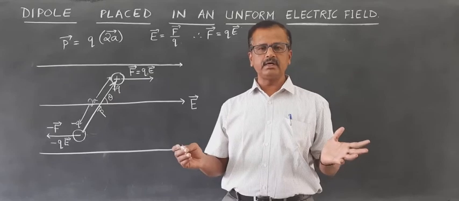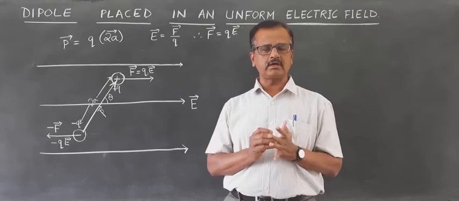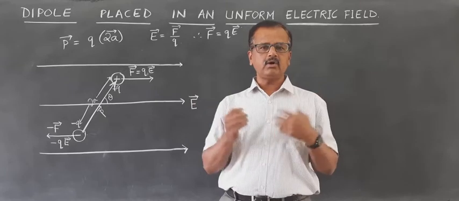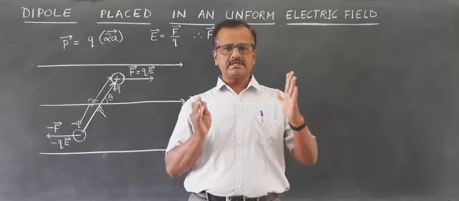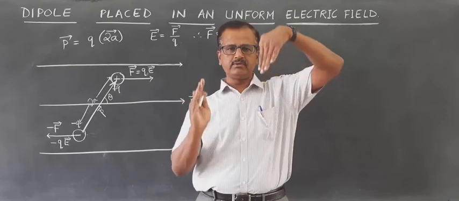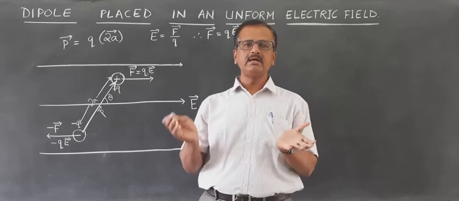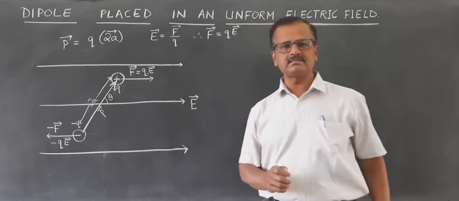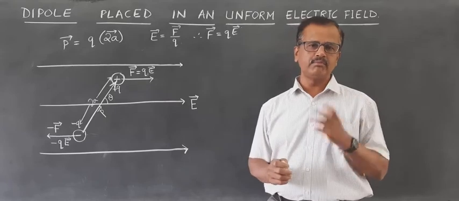Therefore, they lead to an effect called torque, or it is also called a couple, or moment of couple. A pair of equal and opposite forces acting at two different positions leads to what is known as a couple, or moment of couple, or torque. So the dipole experiences torque due to the moment of couple, and we can calculate this torque.